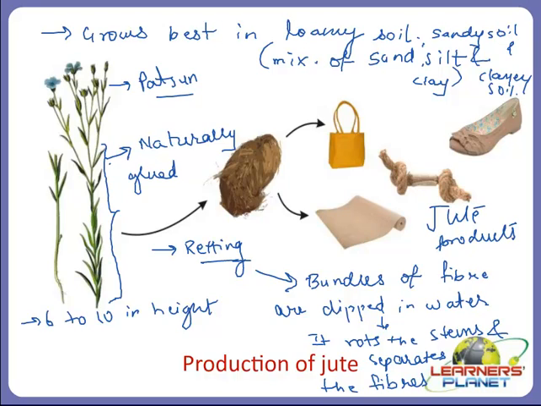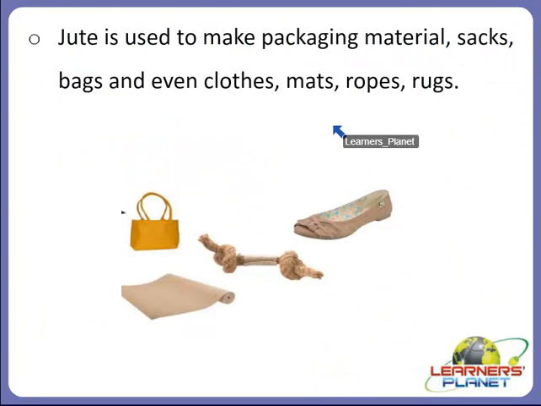Jute is used to make packaging material for storing grains. It is even used to make sacks, bags, cloths, mats, ropes, and rugs. It is one of the cheapest natural fibers. India, Bangladesh, and Thailand are the major jute producing countries of the world.